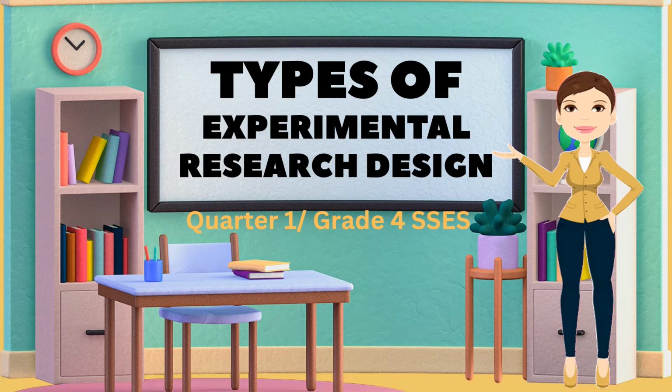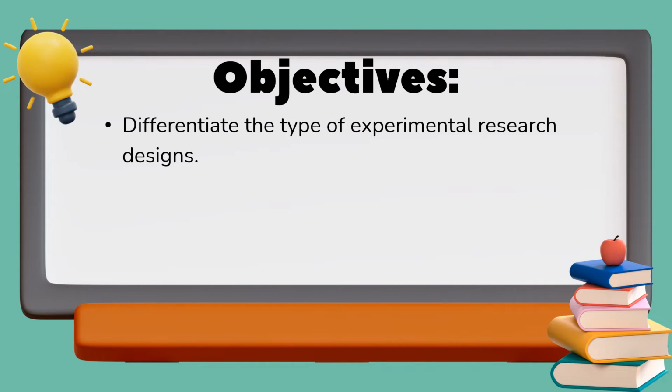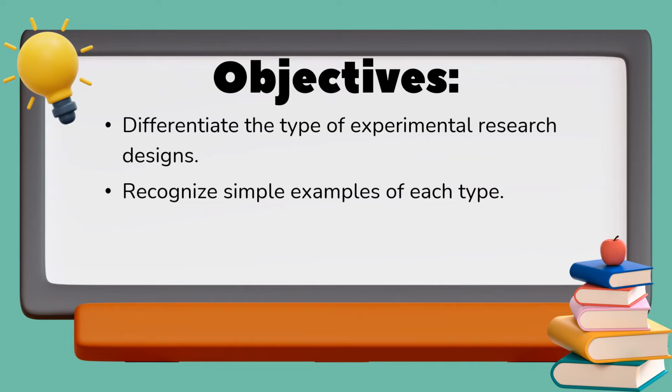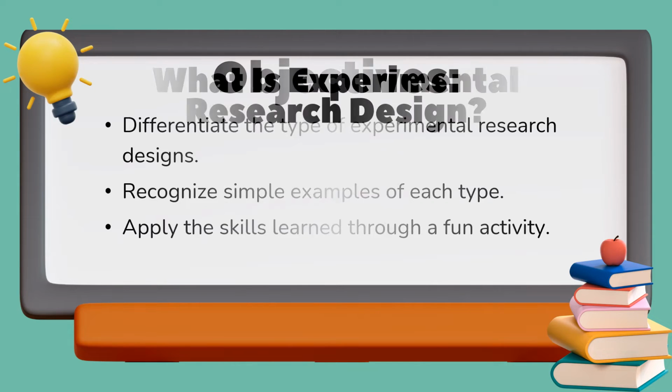Let's get started. The objectives of our today's lesson are to differentiate the types of experimental research designs, recognize simple examples of each type, and apply the skills learned through a fun activity.